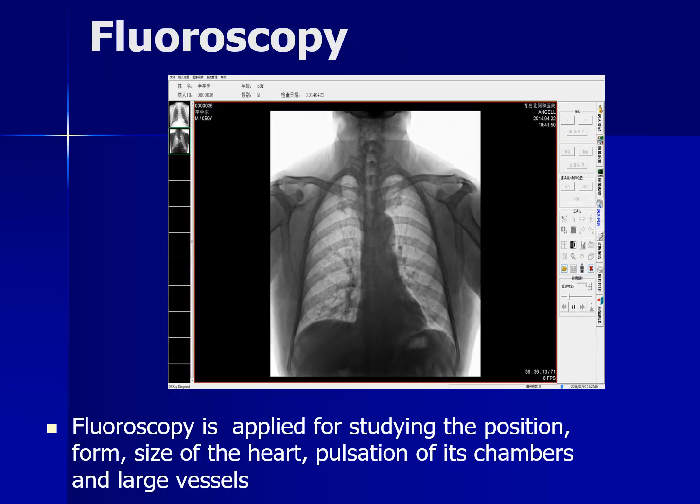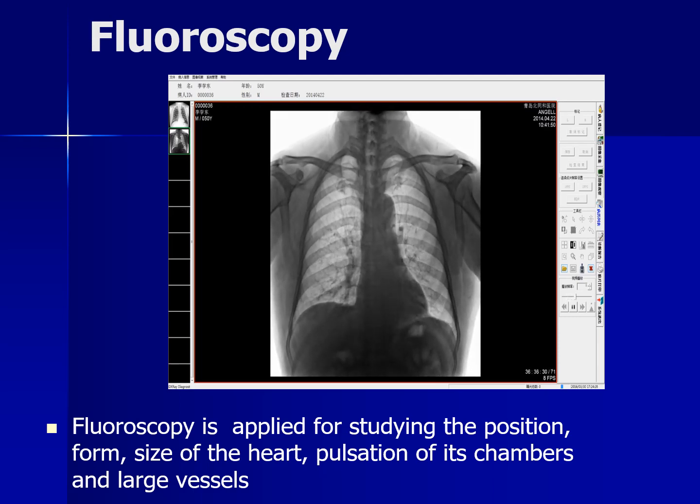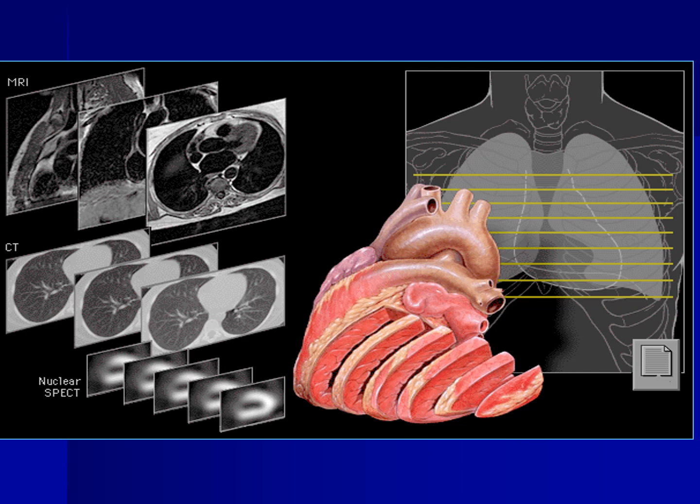Fluoroscopy is applied for studying the position, form, size of the heart, pulsation of its chambers, and large vessels. It is like X-ray video. Here you can see the variety of methods which give us information of the cardiovascular system in slices. MRI slices in sagittal, coronal, and axial views, CT scans, and nuclear SPECT.